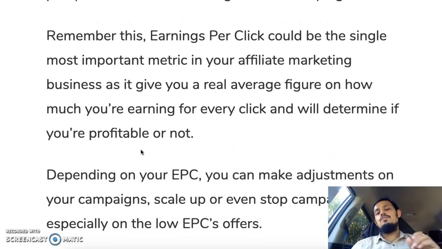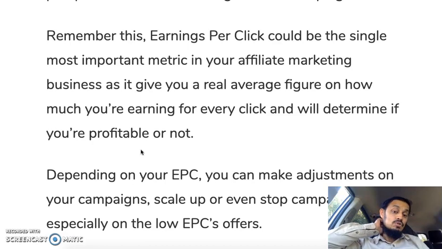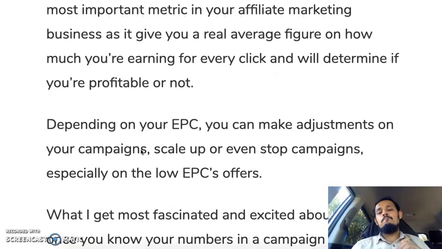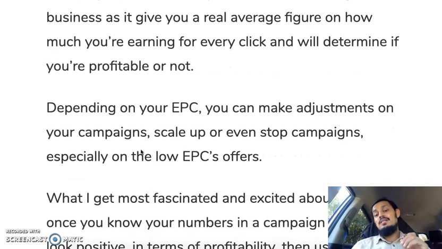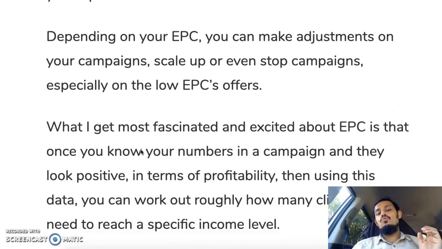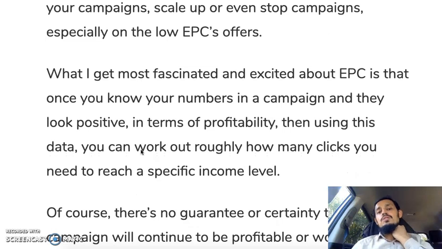So remember this: earnings per click is the single most important metric in your affiliate marketing business, as it gives you a realistic average figure of how much you're earning for every click, and will determine if you're profitable or not. Depending on your EPC, you can make adjustments on your campaigns. You can scale up or even stop campaigns, especially on the low EPC offers.